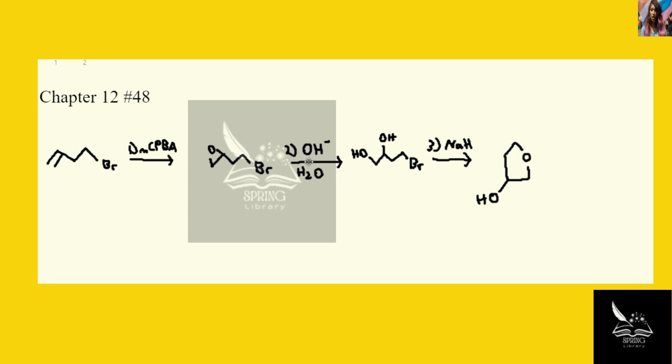Then next, you're going to open the epoxide with hydroxide ion in water. And so you're going to end up making a diol, which I've drawn here. And then after that, you're going to treat it with sodium hydride, which is just acting as a strong base here. And we'll take a look at the mechanism in a second, but that's going to end up giving you this molecule here. So an oxygen-containing 5-membered heterocycle with an alcohol on it.